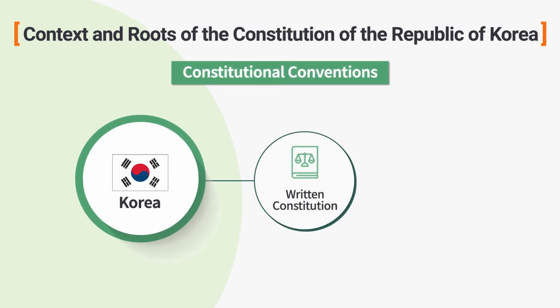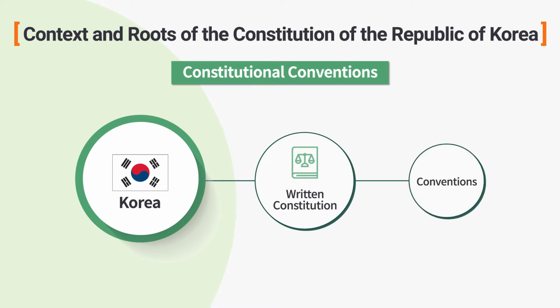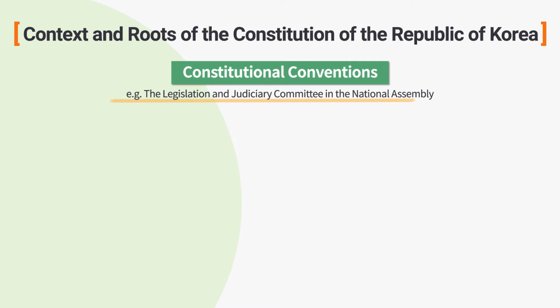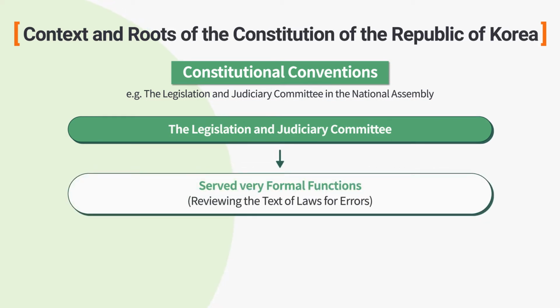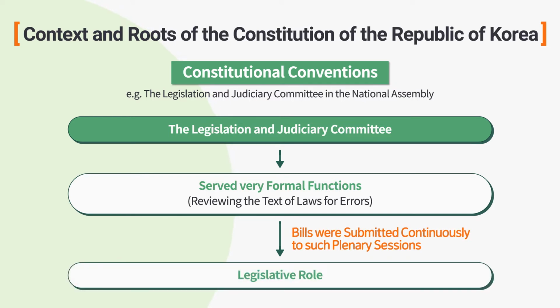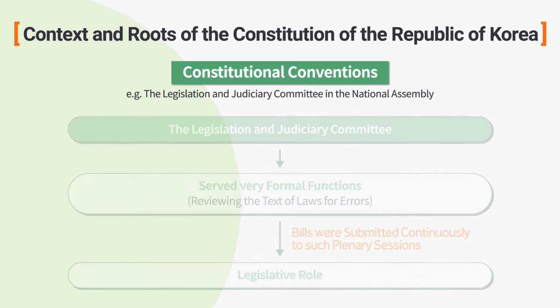Although Korea follows a written constitution, it is still a country where conventions play an important role. The Legislation and Judiciary Committee in the National Assembly, for example, initially only served very formal functions, such as reviewing the text of laws for errors. But as bills were submitted continuously to such plenary sessions, it actually began to take a legislative role.